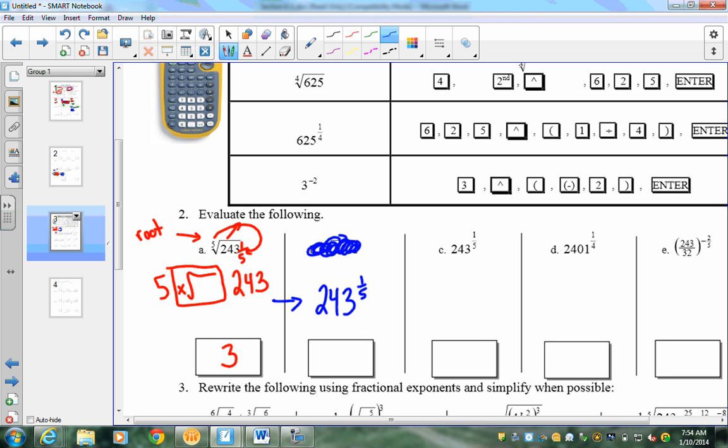And you're done. So technically what you could do in your calculator is take, and I'm going to write right here because I once again ran out of room, 243, and if you raise it to the power of 1/5, and that's my little caret symbol that you're going to use on your calculator, you're going to get the same exact answer, which is a 3.